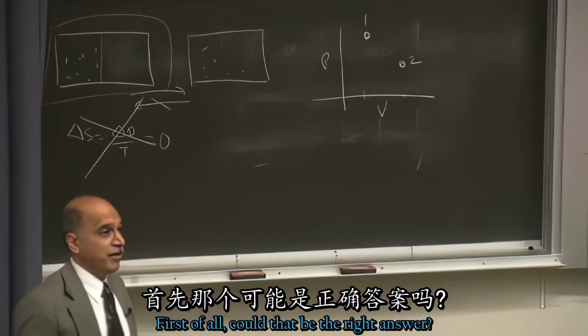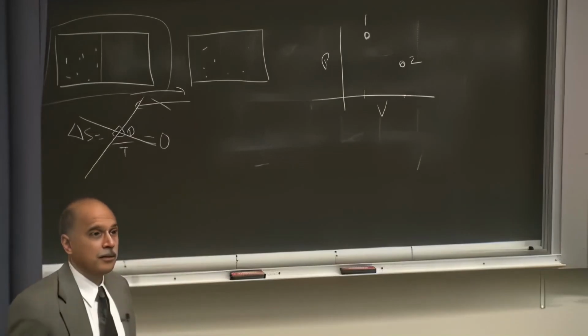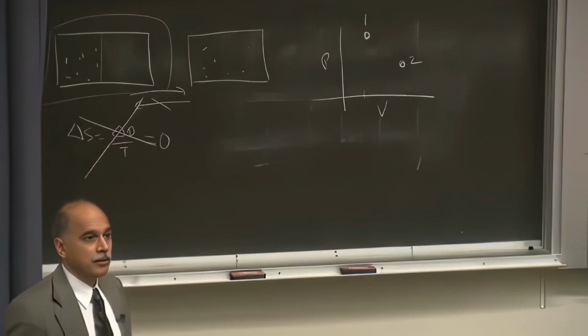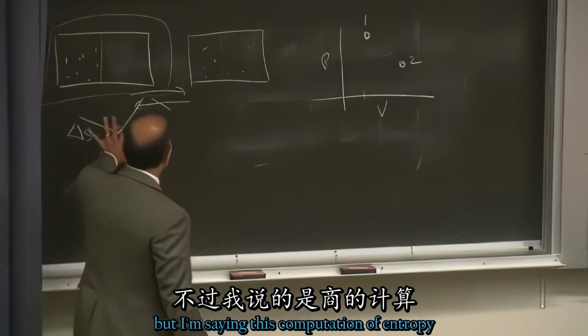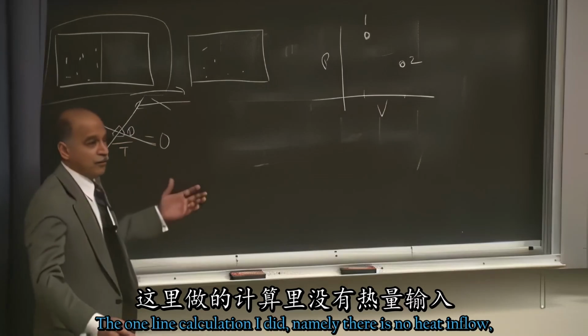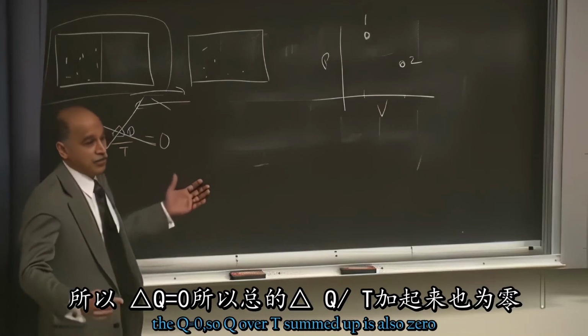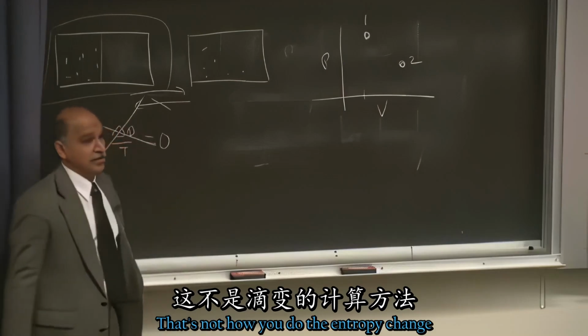First of all, could that be the right answer? Yes? It can't, because then that would mean that going backwards would be a valid process. It's not. No, that is correct. But I'm saying this computation of entropy, the one-line calculation I did, namely there is no heat inflow, so delta Q is 0, so delta Q over T summed up is also 0. That's not how you do the entropy change.